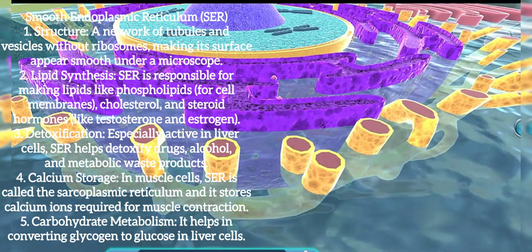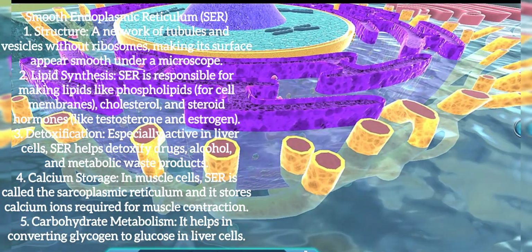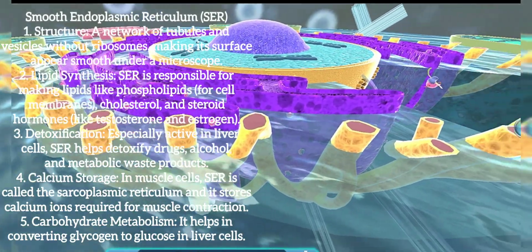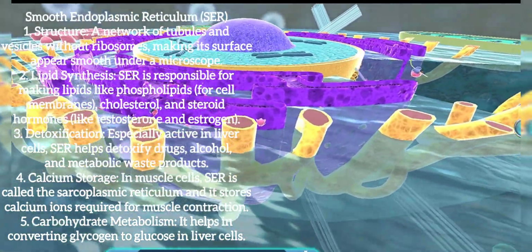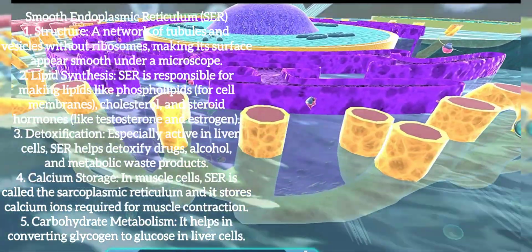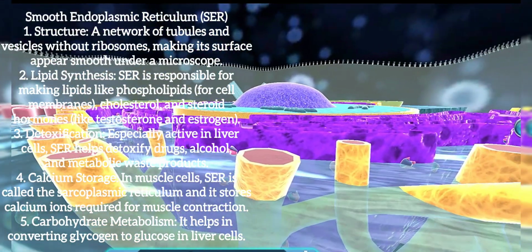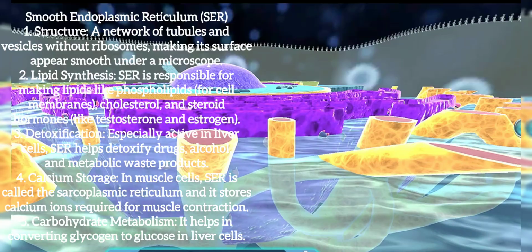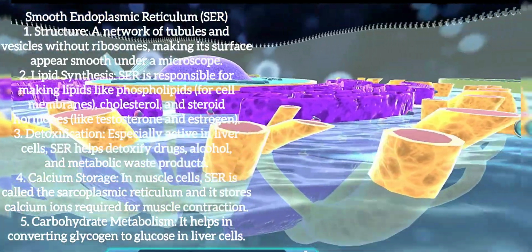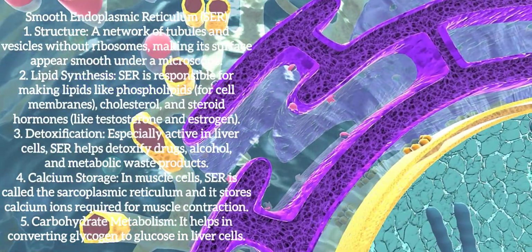Especially active in liver cells, SER helps detoxify drugs, alcohol, and metabolic waste products. 4. Calcium storage. In muscle cells, SER is called the sarcoplasmic reticulum and it stores calcium ions required for muscle contraction. 5. Carbohydrate metabolism. It helps in converting glycogen to glucose in liver cells.